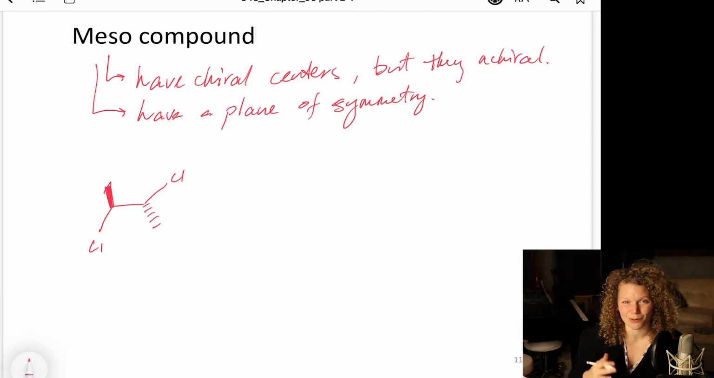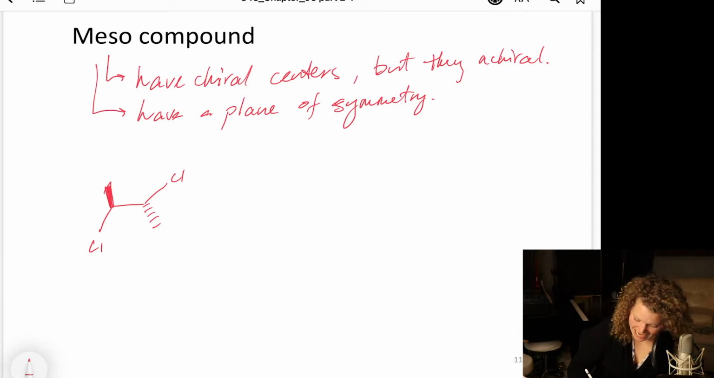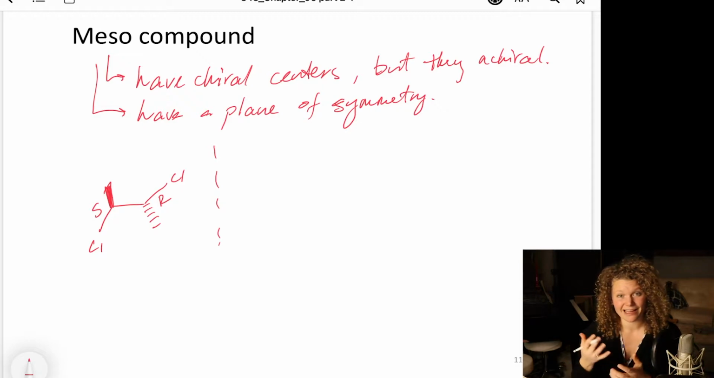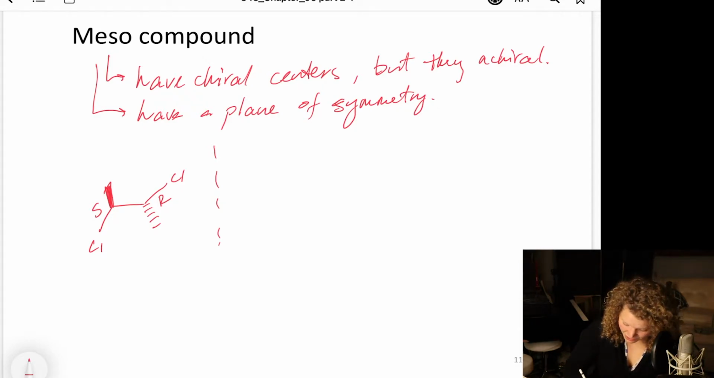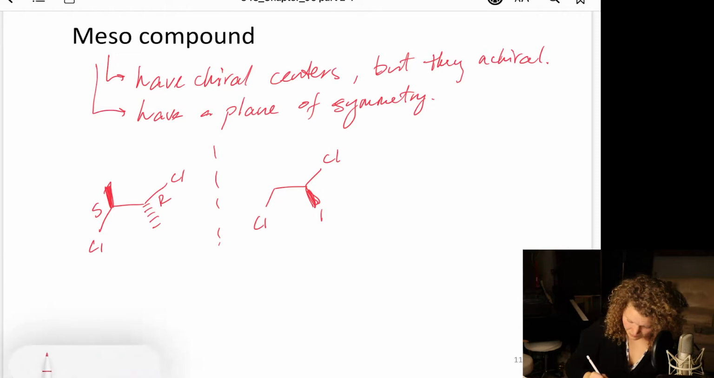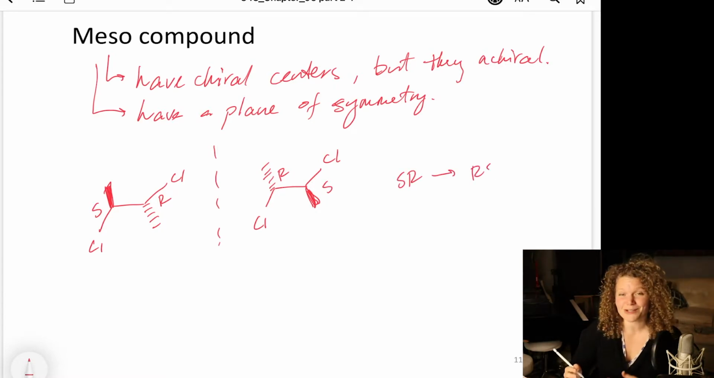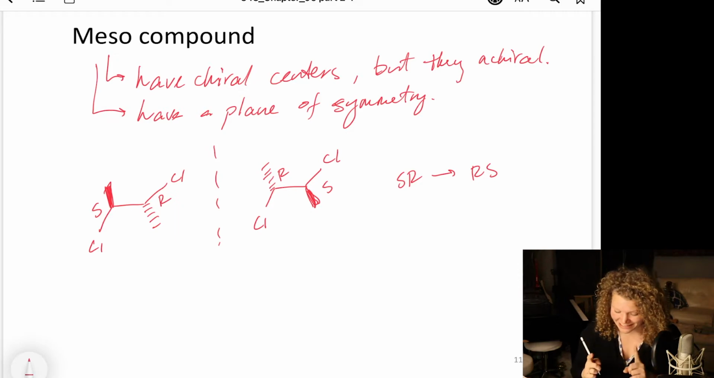Let's take this dichlorobutane structure. I have an S and an R here for my stereocenters. Now, if I were to draw the mirror image of this and say I was comparing these two structures, we would label this as an RS. So it looks like SR to RS. It looks like it would be an enantiomer, but it's not.